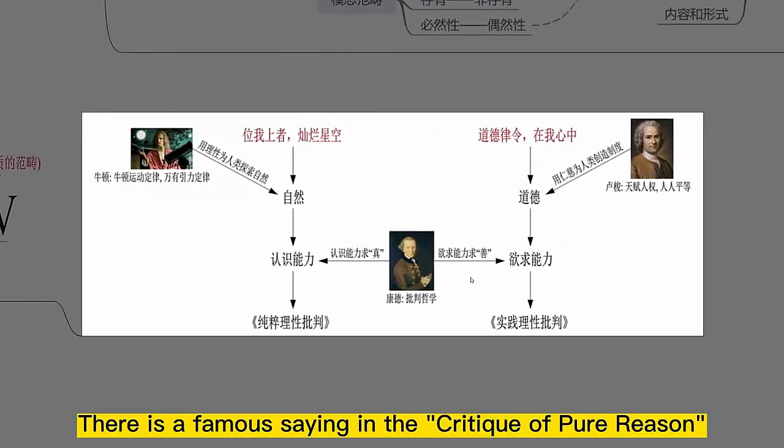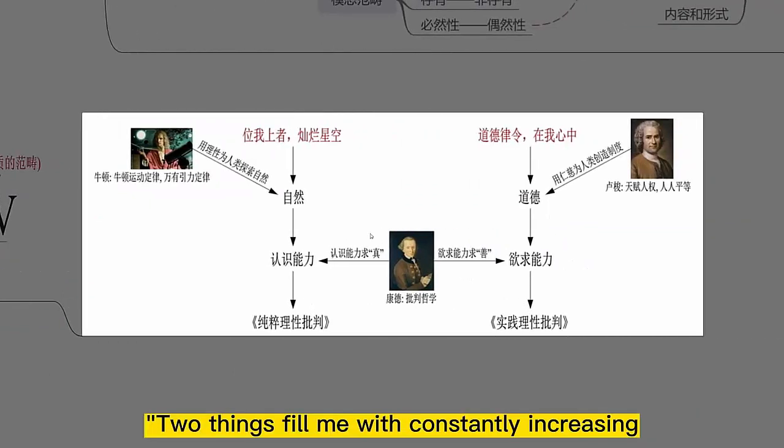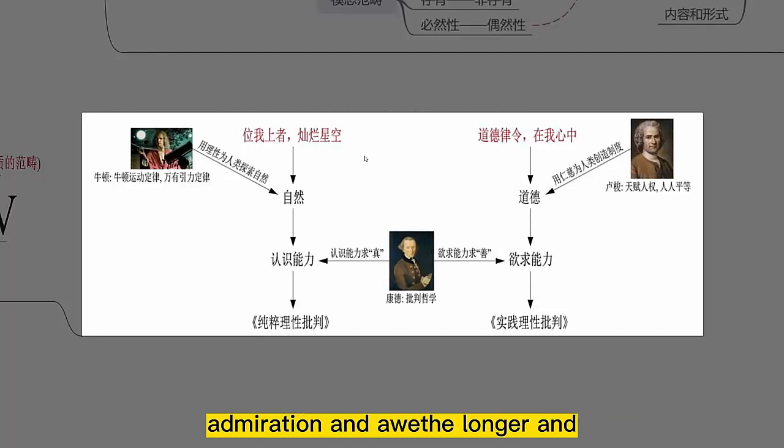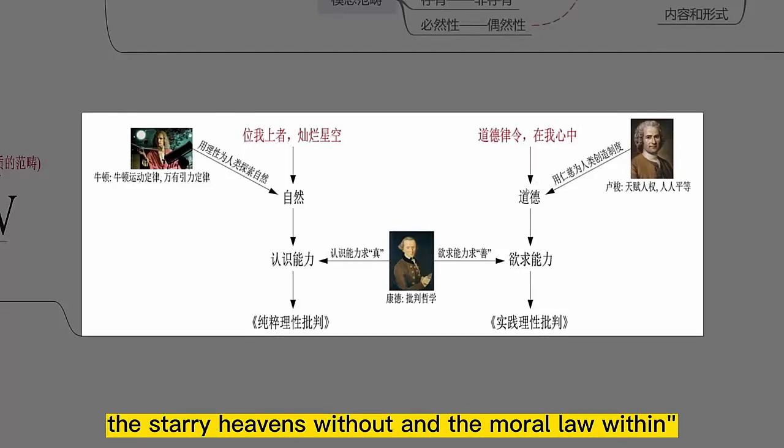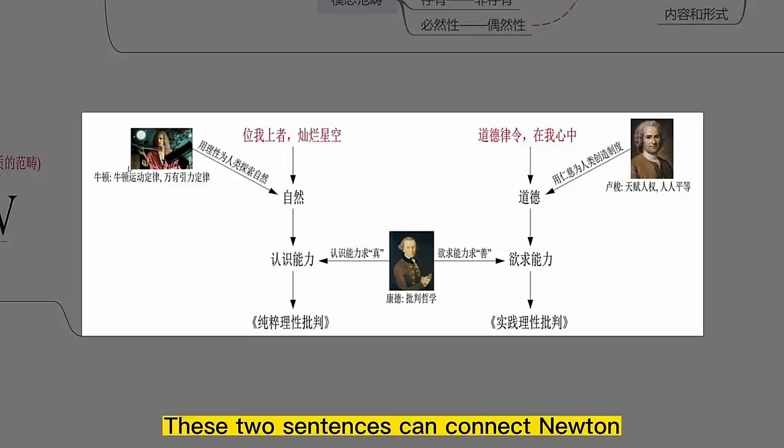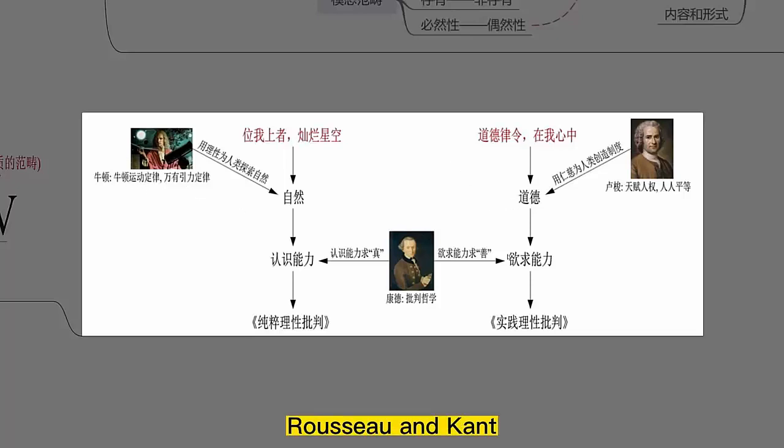There is a famous saying in the Critique of Pure Reason: two things fill me with constantly increasing admiration and awe, the longer and more earnestly I reflect on them, the starry heavens without and the moral law within. These two sentences can connect Newton, Rousseau, and Kant.